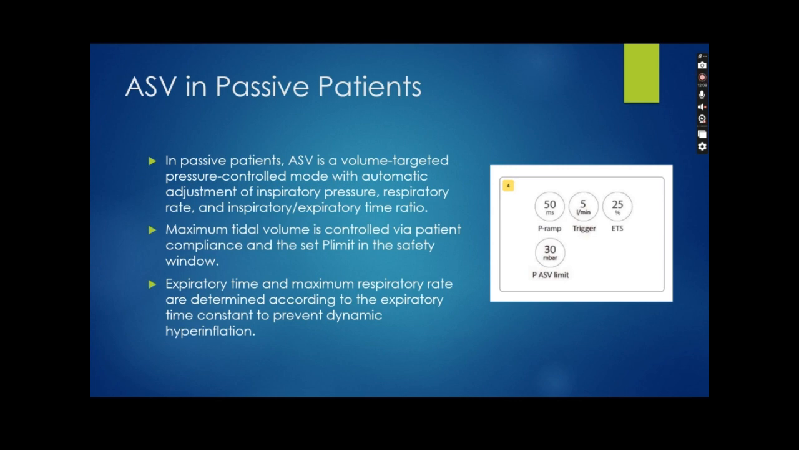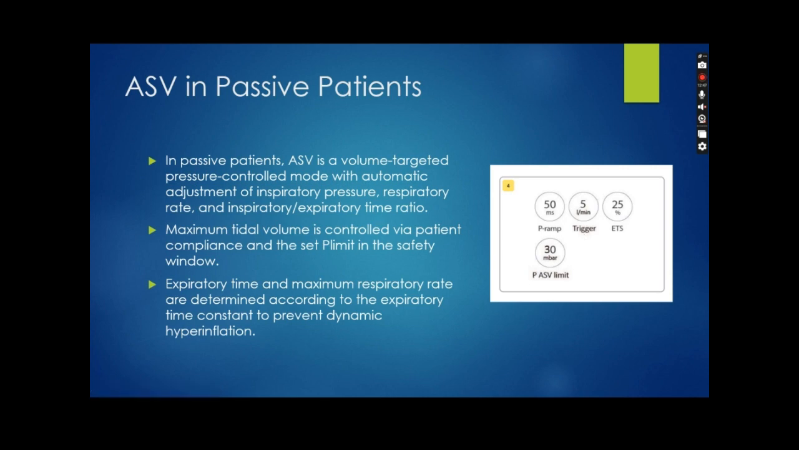In passive patients, ASV is considered a volume-targeted, pressure-controlled mode with automatic adjustment of inspiratory pressure, respiratory rate, and inspiratory to expiratory time ratio. In the controls menu, you will get this window pop up. Here you're still setting your flow trigger or pressure trigger, whatever trigger is going to be beneficial for that patient. It will usually default to 5 liters per minute.